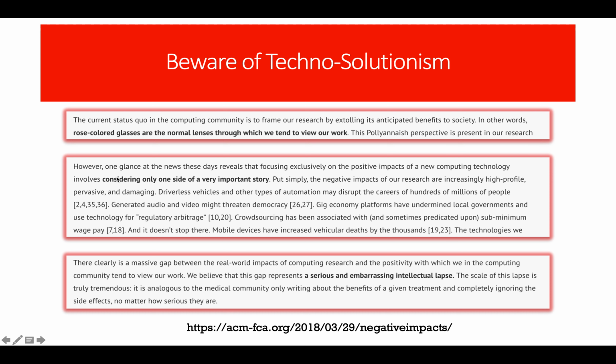So they say, the current status quo in the community is to frame our research by extolling its anticipated benefits to society. In other words, rose-colored glasses are the normal lenses through which we tend to view our work.